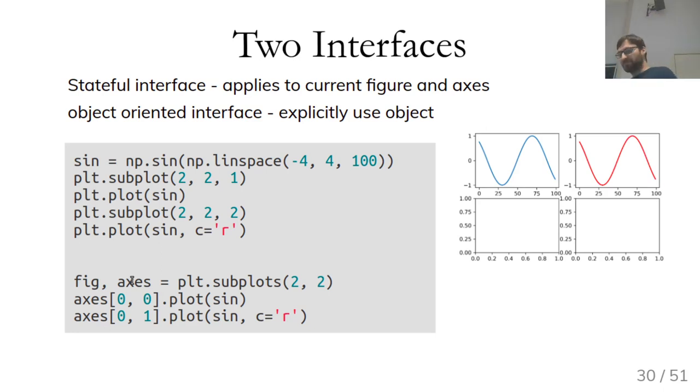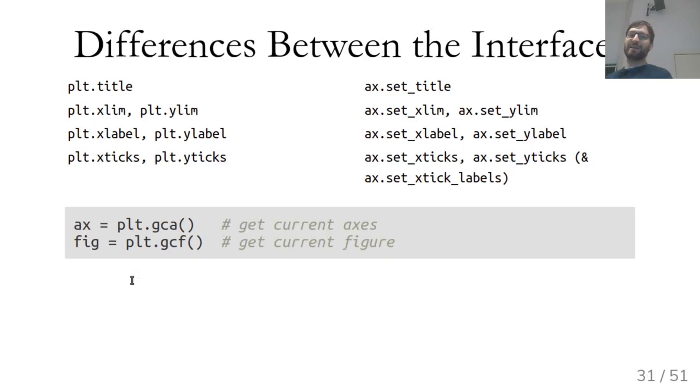So if this would be the only difference, that would be too easy. All the plot commands, like plot and scatter and histogram and bar, all have the same name in both of these interfaces. So you can do plt.plot or ax.plot, or you can do plt.bar or ax.bar. But anything that modifies the axis has different names. So plt.title is the same as ax.set_title, plt.xlim is the same as ax.set_xlim, and so on.